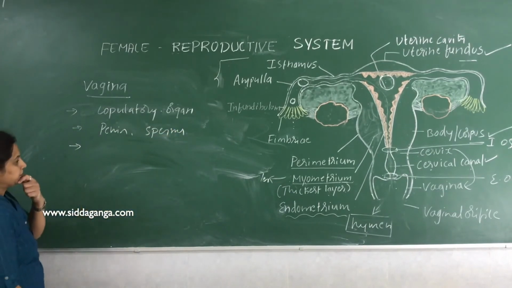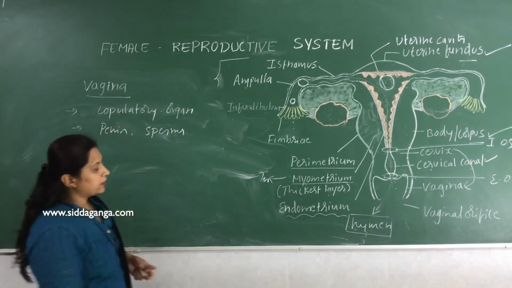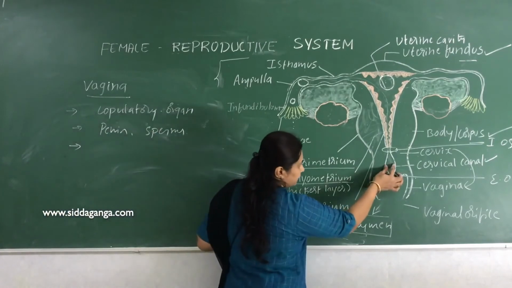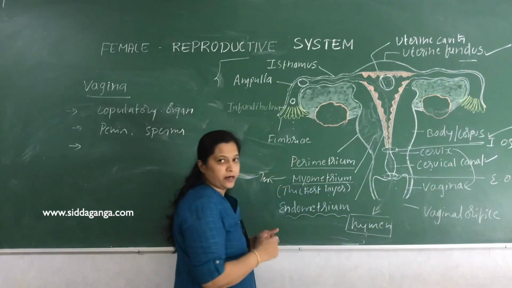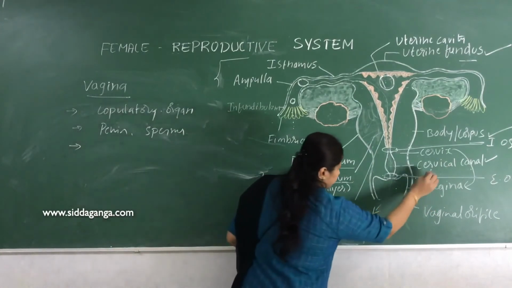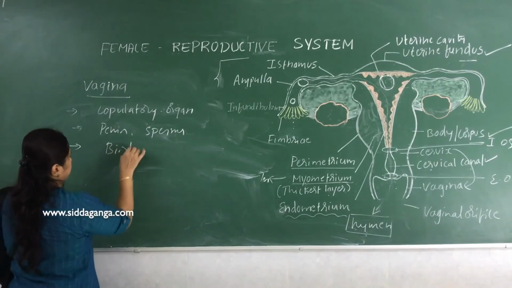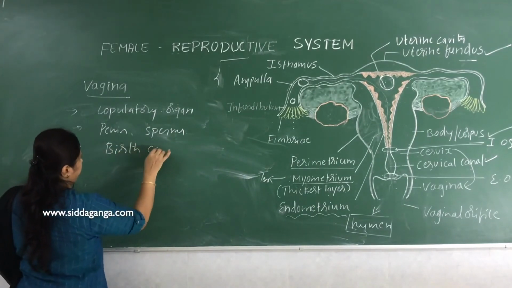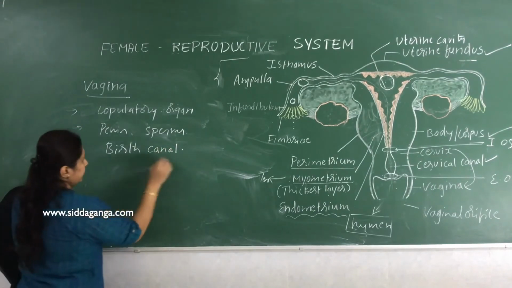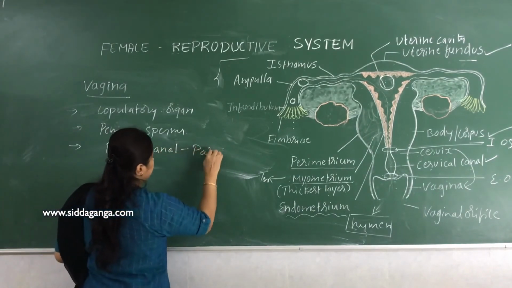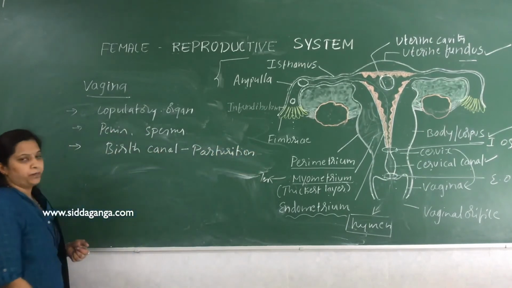And the vagina, together with the cervix, as I already said, acts as a birth canal. Thereby it helps in parturition.